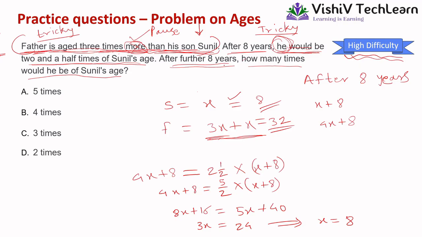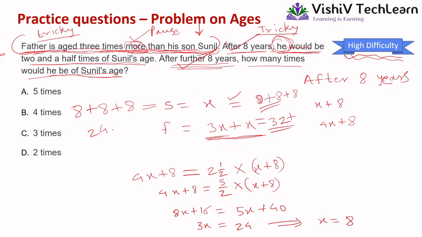Now, after further 8 years, they are saying after further 8 years, which means we are not adding to the present age. We are talking about after 8 years and after further 8 years. So if the present age is 8, we have to add 2 more 8 years to it to get the answer. We are talking about Sunil's age. Present age is 8, then after 8 years we talked about this condition, and then the question is after further 8 years, so again we have to add 8.